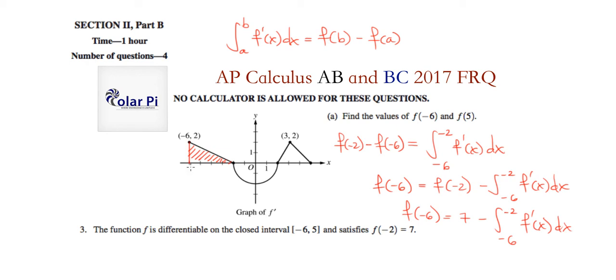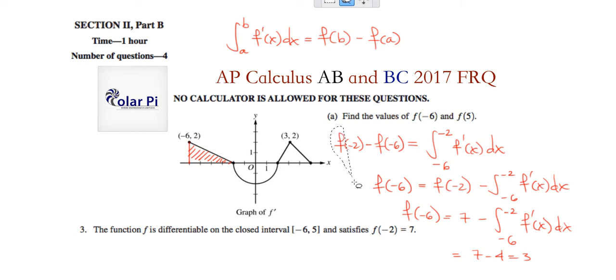The area of that right triangle is easy to compute. Its base is 1, 2, 3, 4, and its height is 2. So that's 1/2 times 2 times 4, and therefore 4. So what we've got is f of negative 6 is 7 minus 4, or 3. So we've answered that: f of negative 6 is 3.